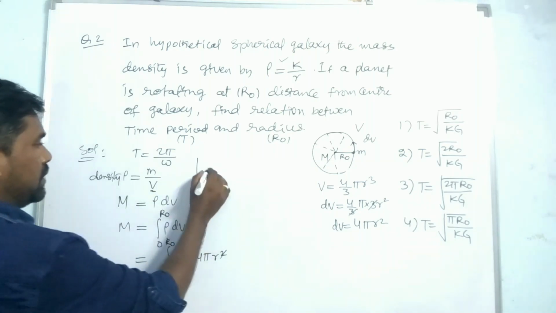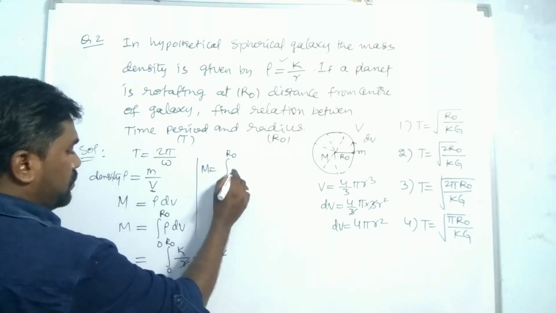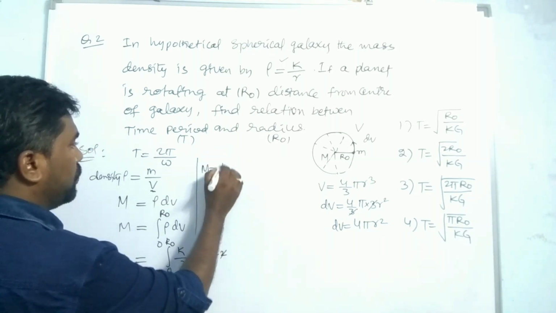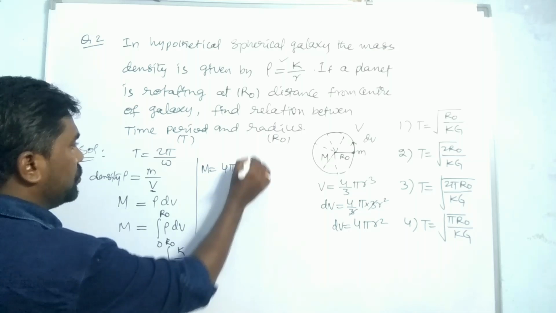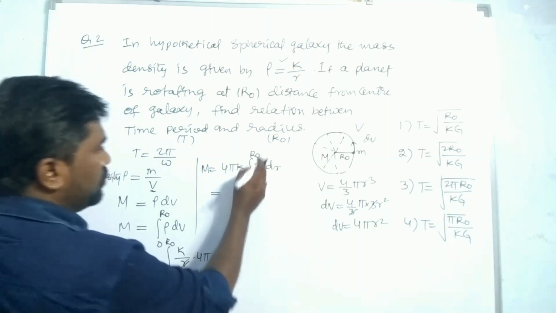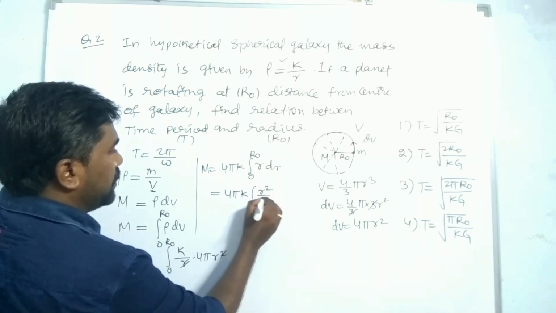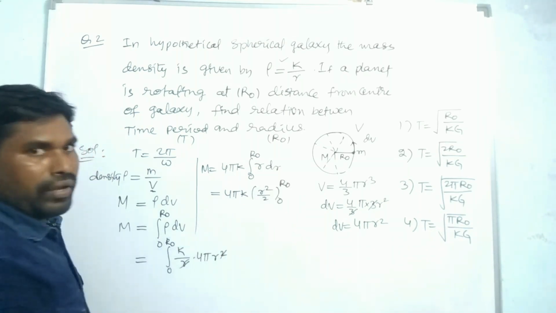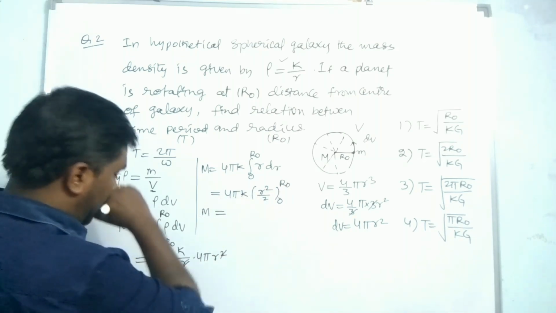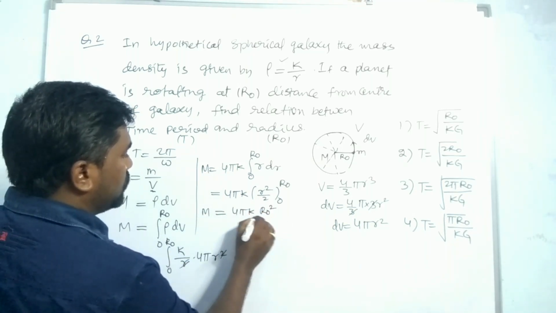Then we can write that M is equal to integral from 0 to r naught, k into 4 pi, integral of 0 to r naught r dr. So r dr is like x to the power n dx, it is 4 pi k into r square by 2, from 0 to r naught. We have to apply the limits, upper limit minus lower limit, then we can get that M is equal to 4 pi k r naught square by 2.